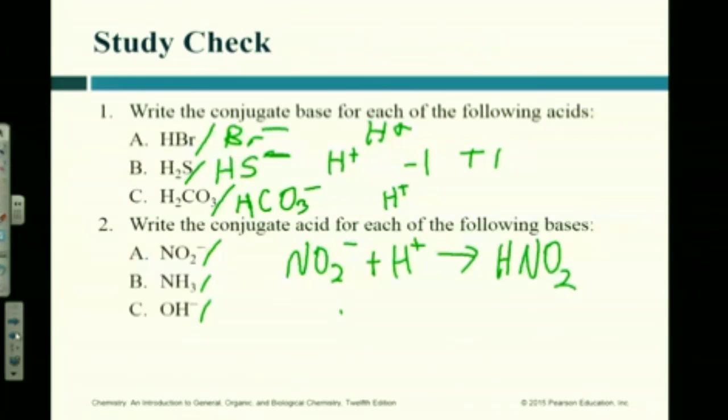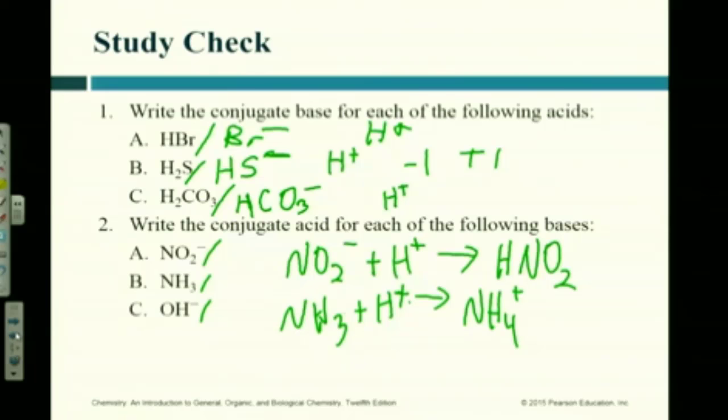Same thing with ammonia. If I take ammonia and I add H plus to it, what do I have? NH4 positive. So the first one's not positive because it started negative, right? It went from negative up 1. This started at 0, it goes to +1. These are going down, right? Because they're losing positive, so they're getting more negative.